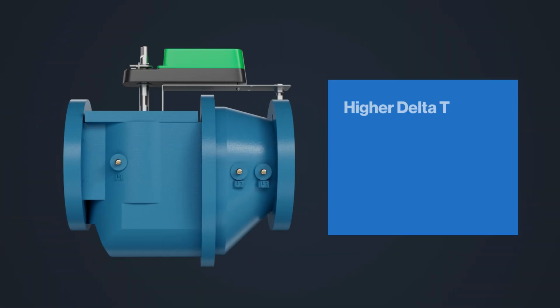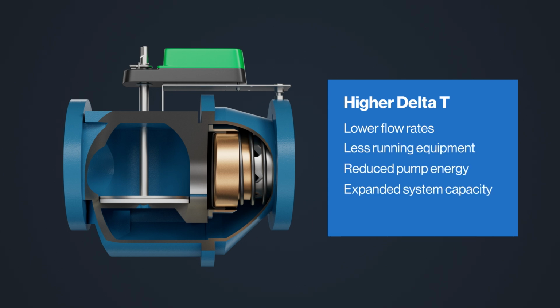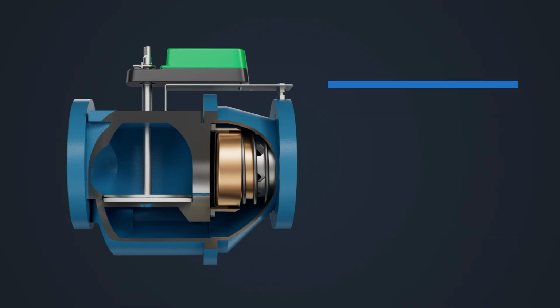And higher delta-T means lower flow rates, less running equipment, reduced pump energy, expanded system capacity, and lower operating costs, all while improving long-term system performance.